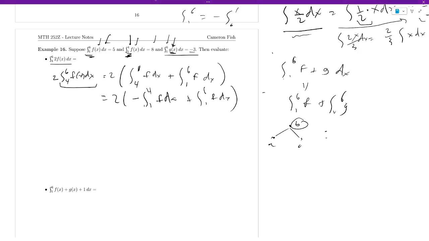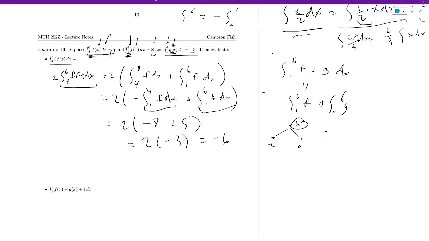And now we have something we can work with, because this chunk is 8. That was our given information. This chunk is literally just 8. And this chunk, this 1 to 6 chunk, that's literally just 5. Take this equal sign seriously. So I can replace it. So it's negative 8, and then plus, this is just 5. Okay, so 2 times negative 3. So apparently that integral ends up being negative 6 by combining this information from the f stuff we were given.